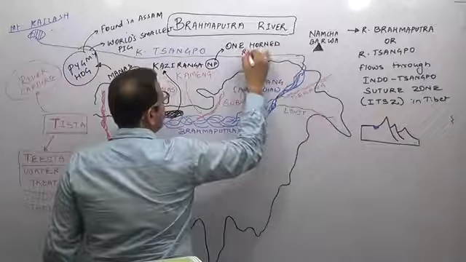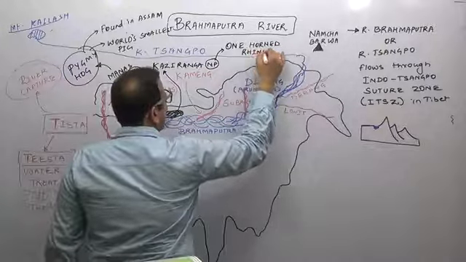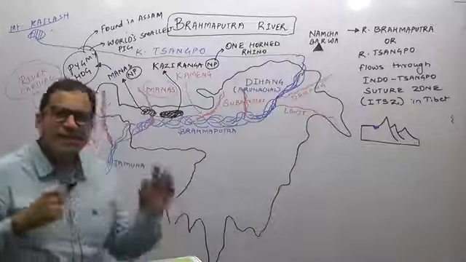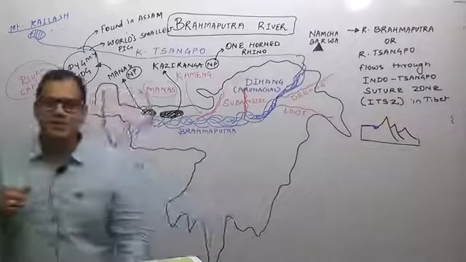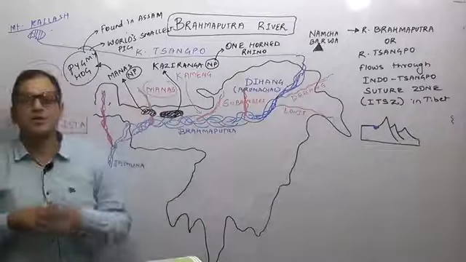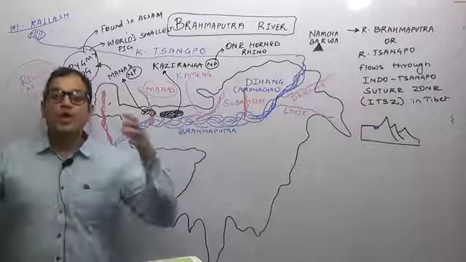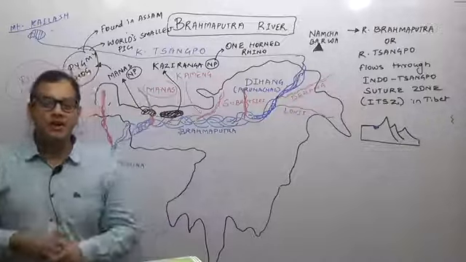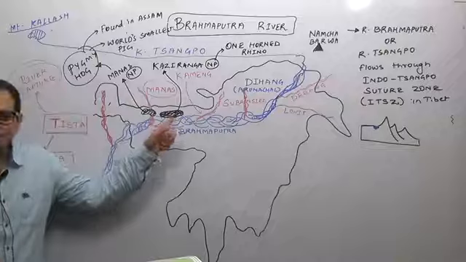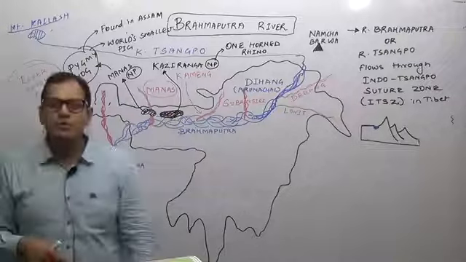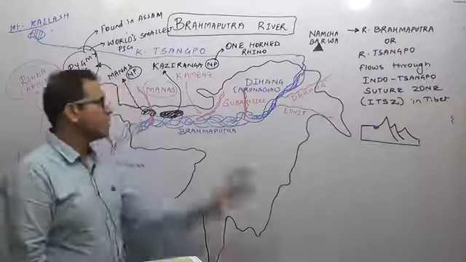One-horned rhino in India. The one-horned rhino, obviously there are tigers, there are elephants also found in this region, but it is more famous for one-horned rhino. Which river flows through the Kaziranga National Park? Is it touching blue color? Yes. River Brahmaputra flows through the Kaziranga National Park.